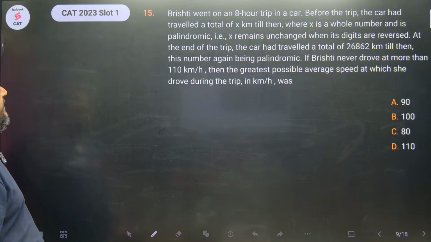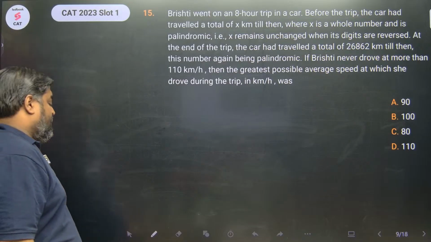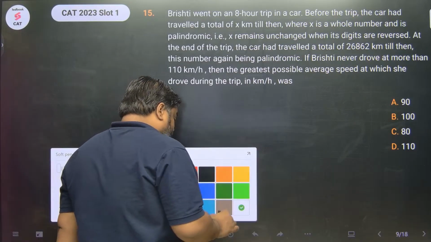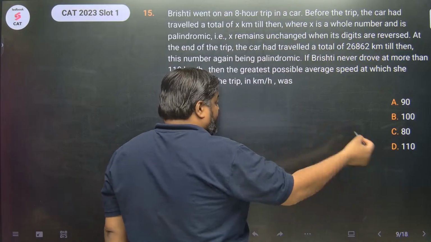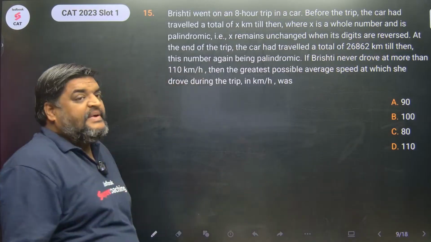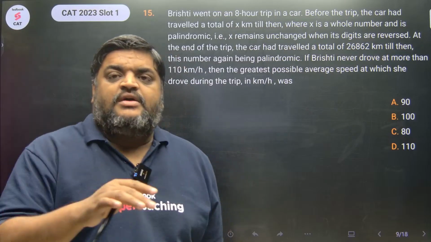Brishti went on an 8-hour trip in a car. Very good. Everyone should go on a trip if you are having a car. If not, go on a bike. If not, walk.